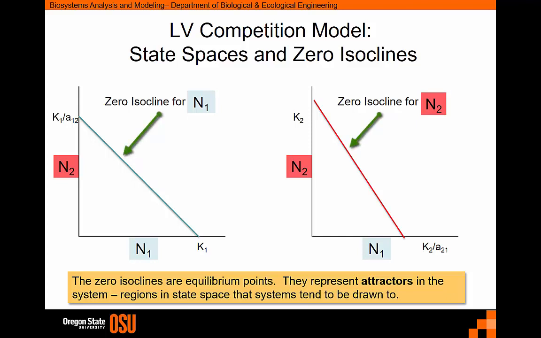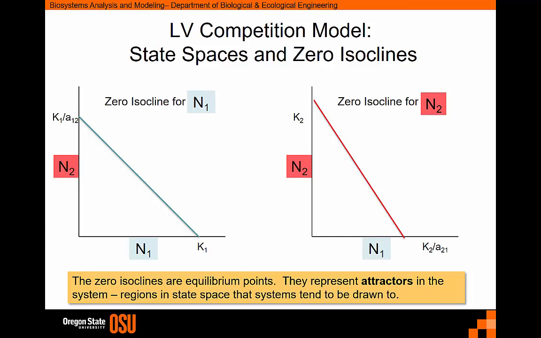the equilibrium lines identified on the previous slide. If the system reaches a point on the zero isocline, it will stay there unless the system is perturbed. At any given point along, for example, species 1's zero isocline represents a combination of abundances of the two species where the species 1 population does not increase or decrease.